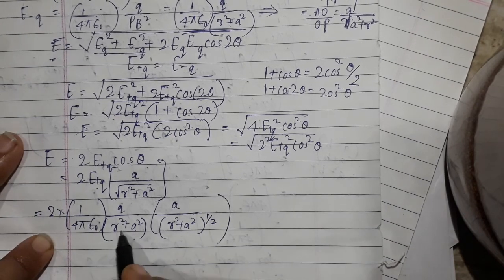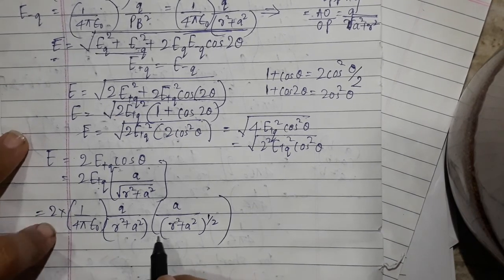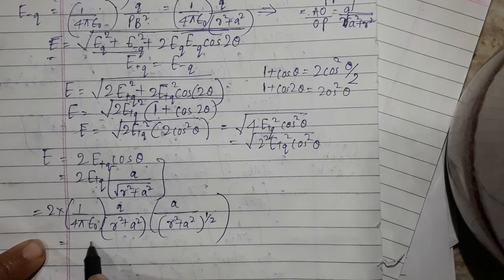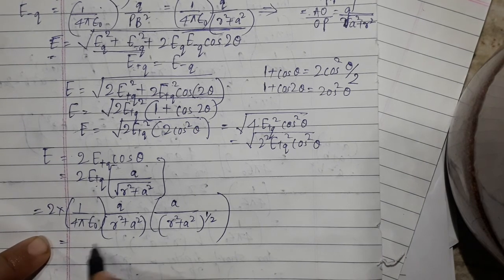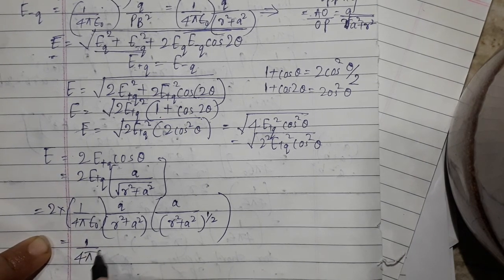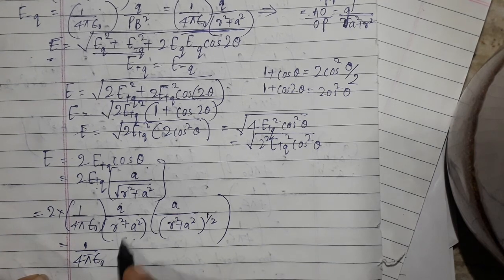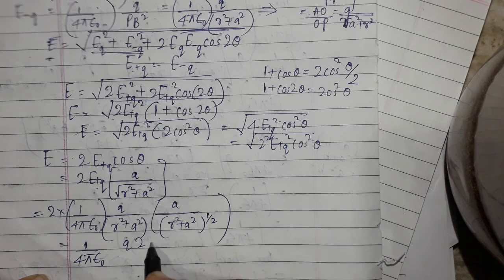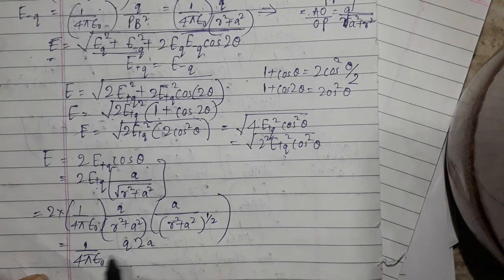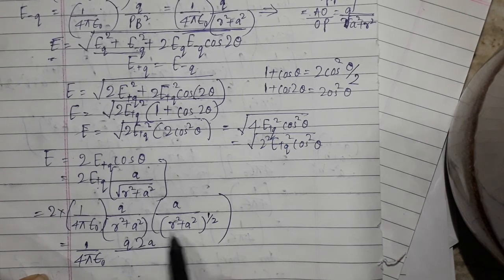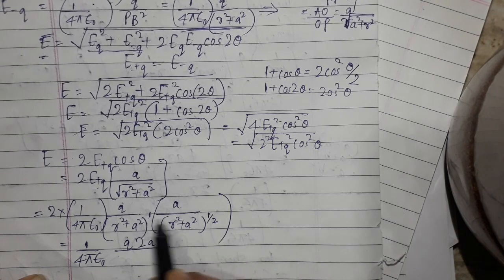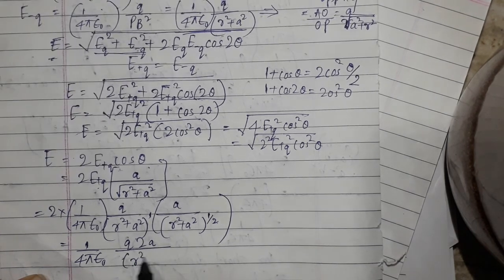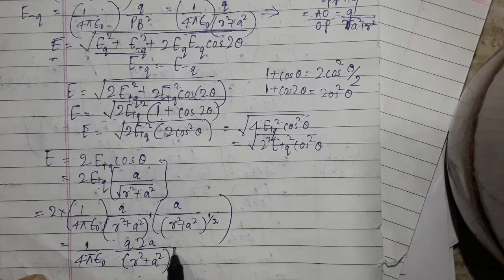Because I want to multiply these two equations, I will write this once again. It is 1 by 4 pi epsilon naught, Q into 2A, divided by R square plus A square raised to half plus 1. Here one is raised to half and the other is 1, then half plus 1 will be 3 by 2. So R square plus A square to the power 3 by 2.